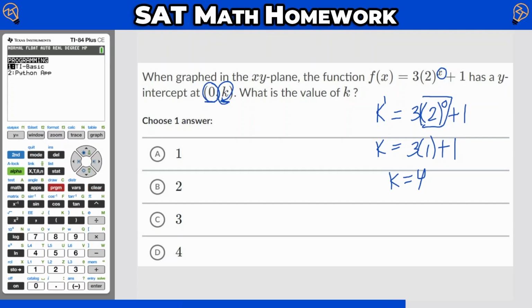If we had used solver, which is program number 5, we could have typed in the left side as x, and then on the right side, 3 times 2 to the, which is the caret, 0, plus 1, we still get the same answer as D.